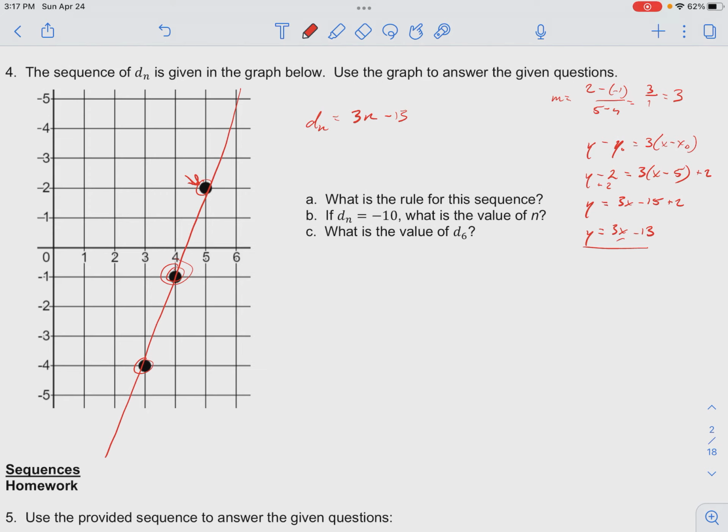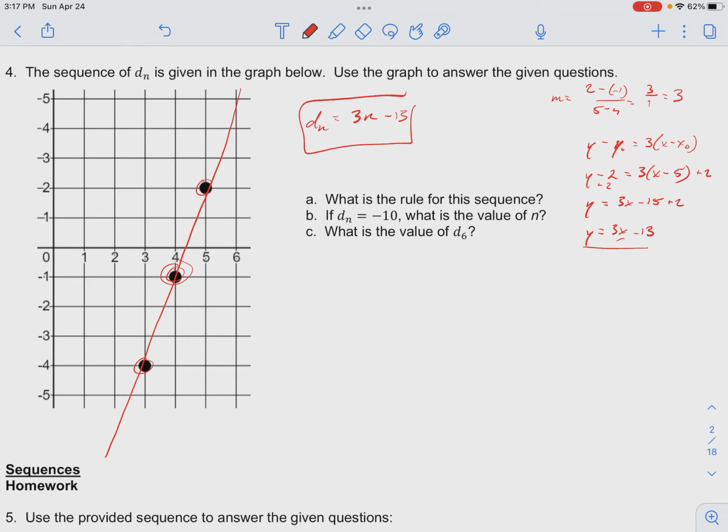And we can see if we plug in, for example, 3 into this sequence, we get 3 times 3, which is 9, minus 13 is negative 4, which comes out to this point here, 3 comma negative 4. And the same is true for the other 2 points. So we know that this is the correct rule for this sequence.